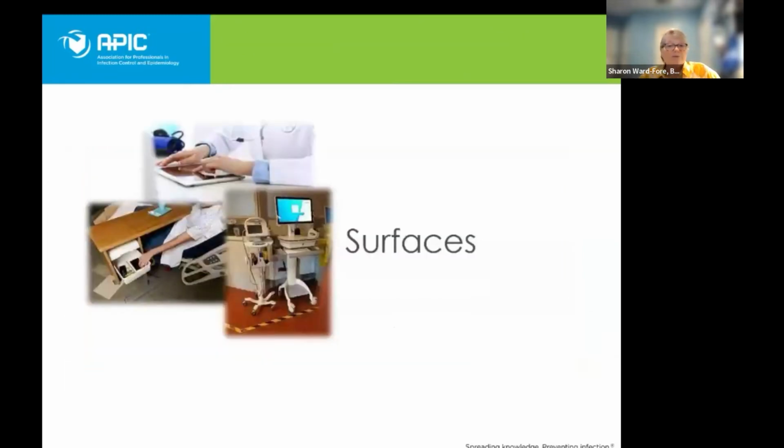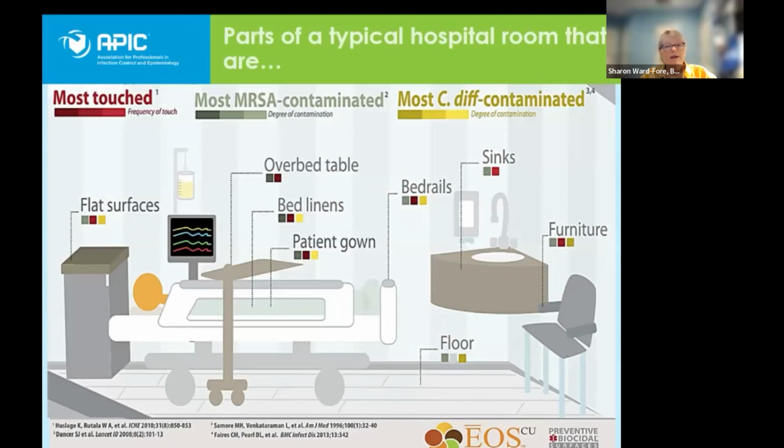So let's talk about surfaces a little bit. An estimated 20 to 40% of HAIs have been attributed to cross-contamination from the hands of healthcare personnel that are contaminated from either direct contact with patients or by touching contaminated healthcare surfaces. This transfer of organisms from these surfaces to patients is largely by hand contact. Remember, because hands are what make these organisms mobile.